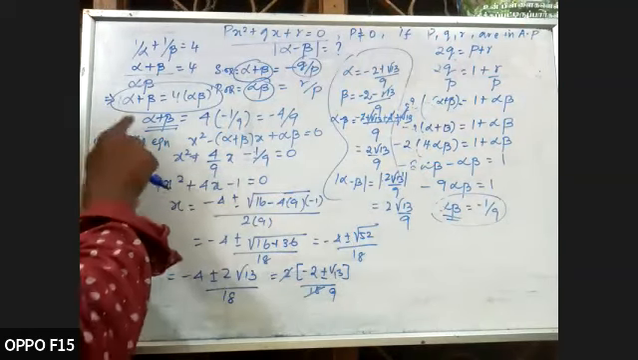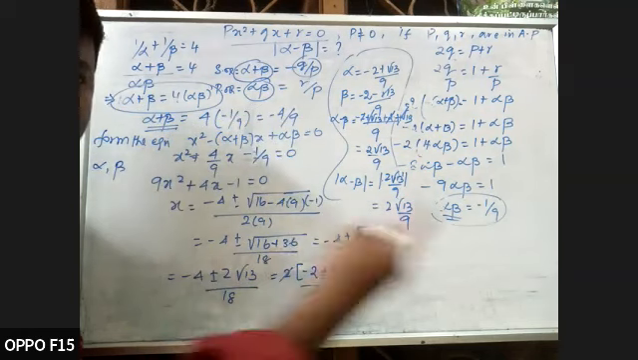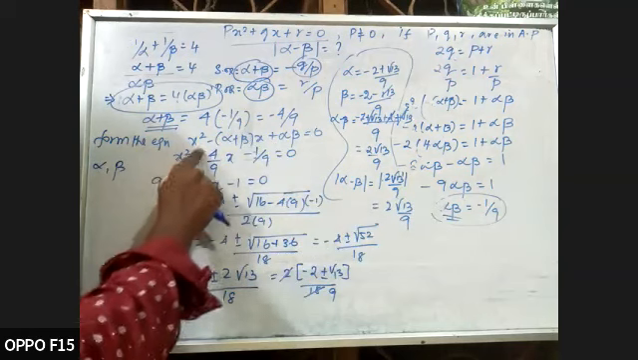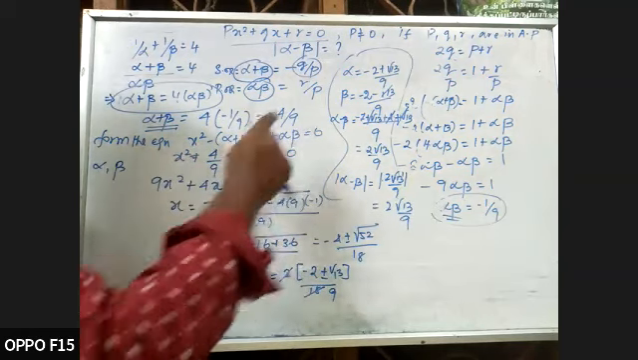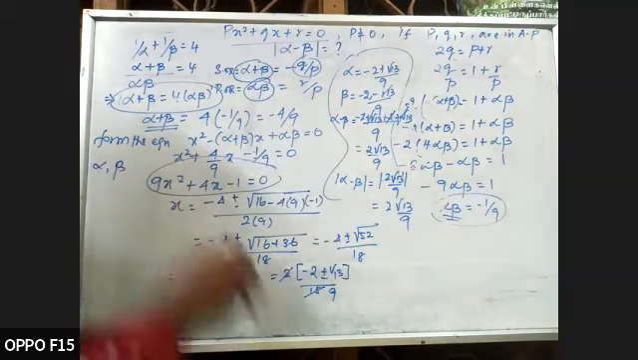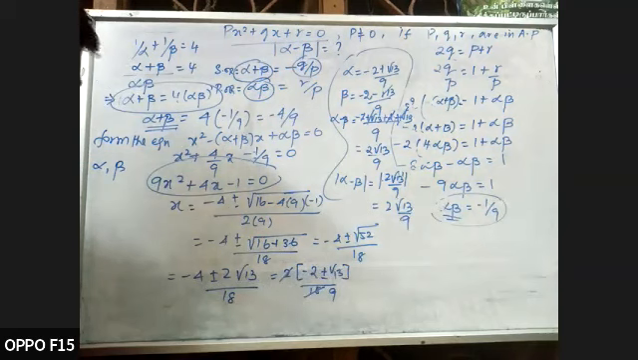Alpha plus beta is called minus 4 by 9, the sum of the roots, and alpha beta is the product of the roots. Immediately we can form the quadratic equation: x square minus (alpha plus beta) x plus alpha beta. Substituting, we'll get the equation 9x square plus 4x minus 1. Solve using the formula, we'll get the value minus 2 plus or minus root 13 by 9.